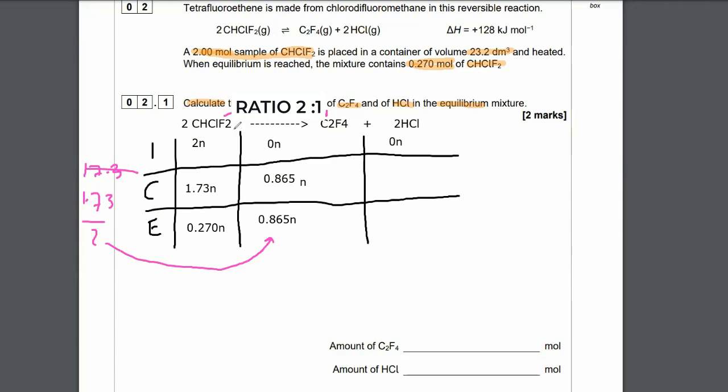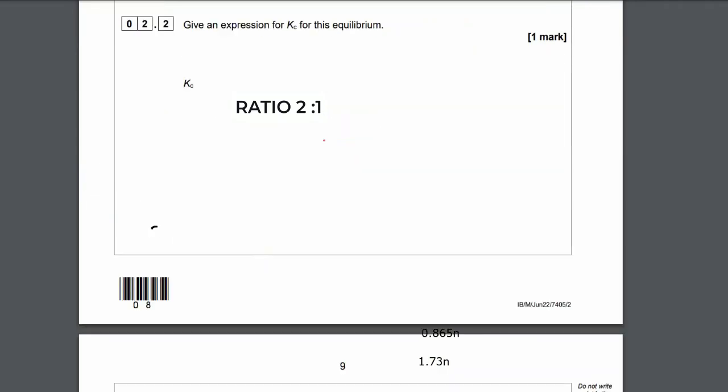Now we look at the relationship between the reactant and the final product, the second product, the HCl. We find that it's 1 to 1. So as we used up 1.73 moles of the reactant, it means we produced 1.73 moles of the product, the HCl. So the amount of tetrafluoroethene is 0.865 moles, and the amount of hydrogen chloride is 1.73 moles.